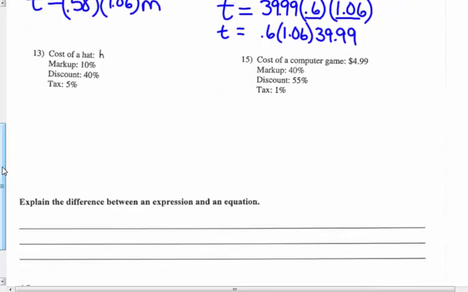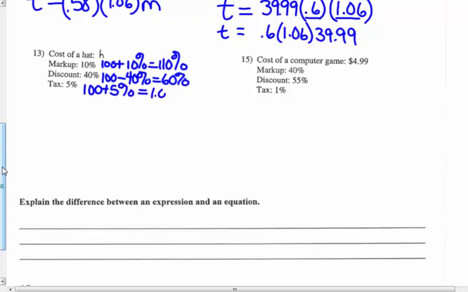So number 13, the cost of a hat, H. The markup is 10%, the discount is 40%, and the tax is 5%. So the hat cost a company to make it, and they marked it up only by 10%. So 100 markup plus 10% would give me 110%. Now they put it on sale, so 100 minus 40% off. That means I'm paying 60%. And yes, the tax always gets added on, so 100 plus 5, I'm going to pay 105%. Oops, don't put a decimal in there yet. 105%.